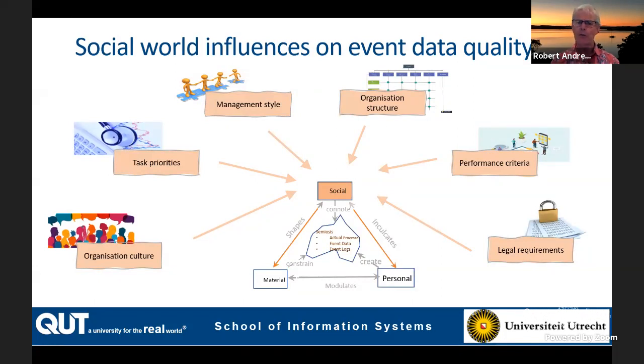So here we will go through the results of our interviews, including examples and quotes from our process mining experts. All our process mining experts agree that the social context has an important role in creating data quality issues. And the social aspects that they identified include the ones that we see on the screen here: organizational culture, task priorities, management style, organizational structure, the difference between, say, a hierarchical versus a matrix organizational structure, performance criteria, and legal requirements.